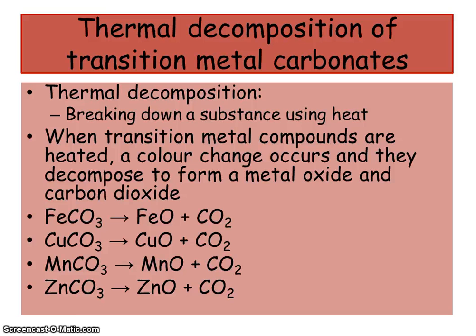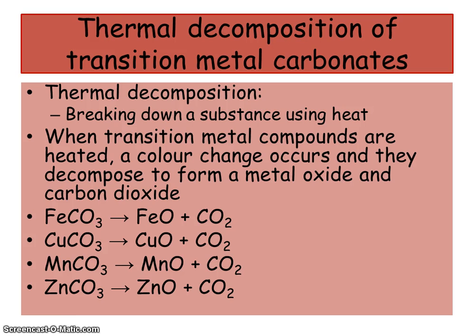Okay, so if you look at these symbol equations here, they look quite complicated, but really they're not, because they're all the same. You start off with the metal at the beginning, so you've got iron, copper, manganese, zinc at the beginning of the symbol equation. Then you've got the carbon, and then you've got the oxygen. So this is telling you it is a metal carbonate, and all you do is heat it up, and when you heat it up you produce two new products.